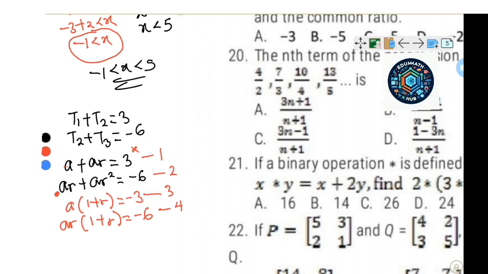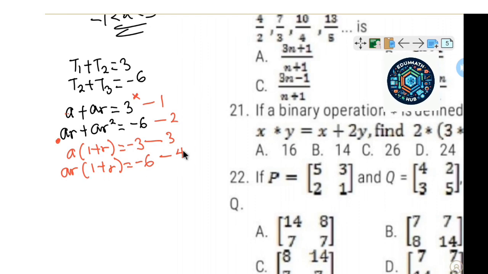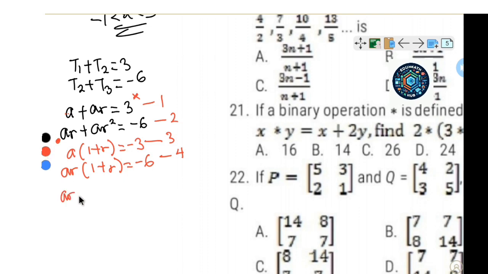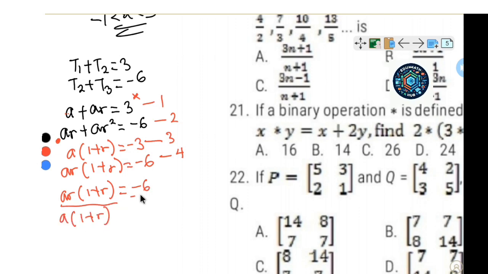From here, the next thing to do is to divide. Let's divide equation 4 by equation 3. So it will look like this if you divide it. You have AR into 1 plus R equals minus 6, and you are dividing it by A into 1 plus R, which equals 3. So you are dividing both sides like this. This one will cut out since they are the same.